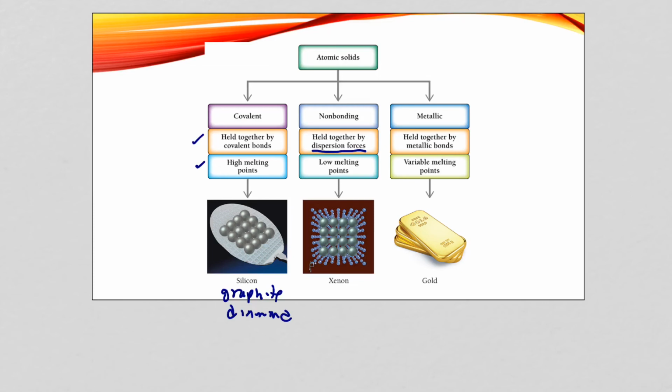Now, metallic solids are held together by a different kind of interaction, one that we don't really talk about in this book, and those are called metallic bonds. And again, metallic bonds can vary in strength depending on the metal. So what you end up with is metals have melting points all over the place.